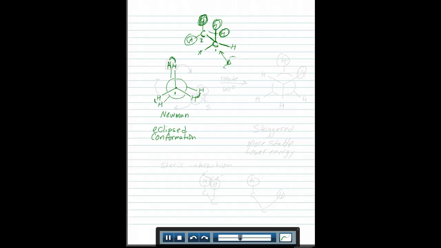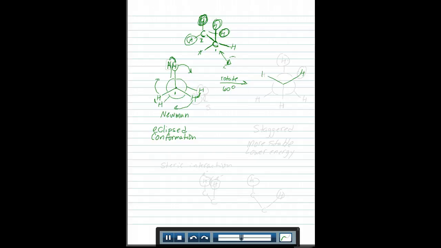All right, now when we rotate it, remember how we rotated it on the previous page. So now let's say we rotate around the carbon-carbon bond 60 degrees. Okay, so this hydrogen is going to go to here, this hydrogen is going to go to there, and this hydrogen is going to go to there. And we're going to look at the Newman projection.